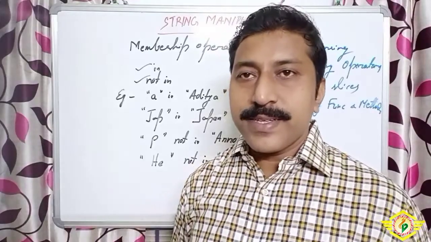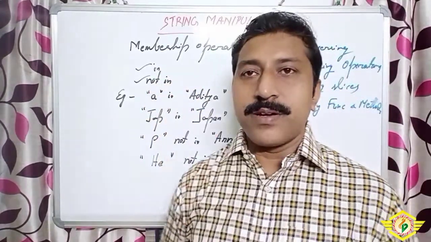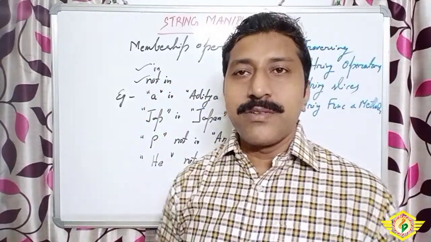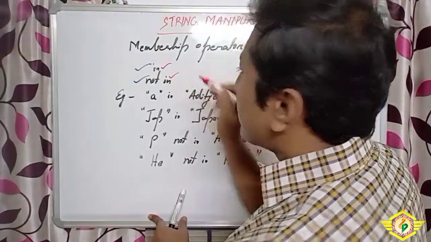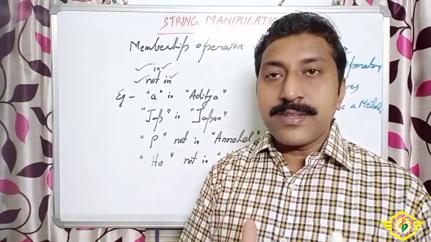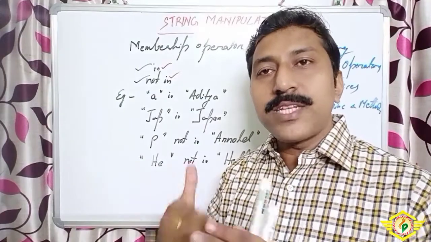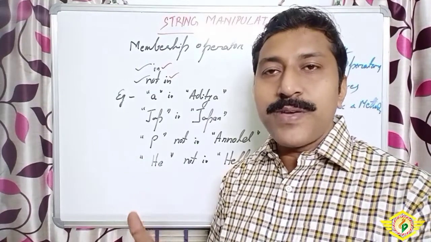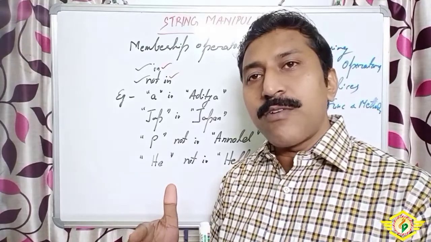Okay. So now we'll discuss some more operators. The second operator is called the membership operator. The two membership operators we are using are in and not in. In means whether a character or a group of characters is present in a list or not. If it is present, the output will be in boolean form, true, and if not present, the output will be false.